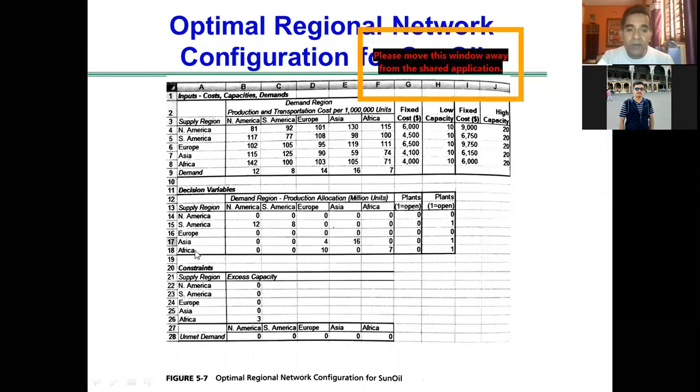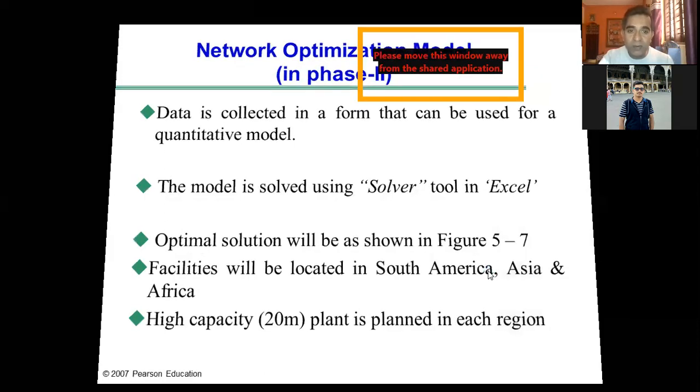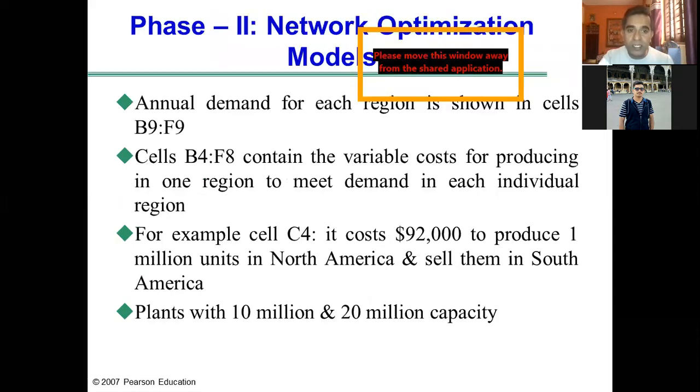Then the third plant will be opened in the region of Africa. Again, one plant with a 20 million unit capacity, larger capacity. Out of which 10 million units produced will be supplied to Europe, and 7 million units will be supplied to Africa. So this is the lowest cost network. So 3 questions are addressed here. So 3 decisions are made. Basically, what I began with, I'll just take you back to those 3 decisions.